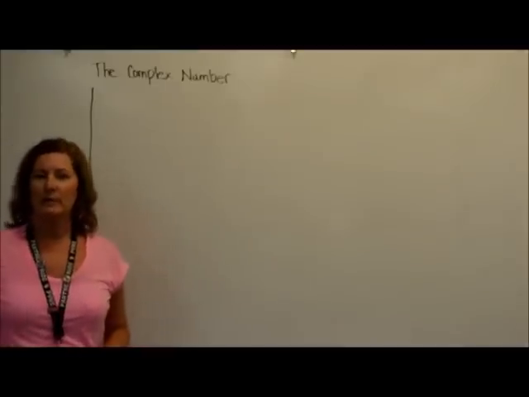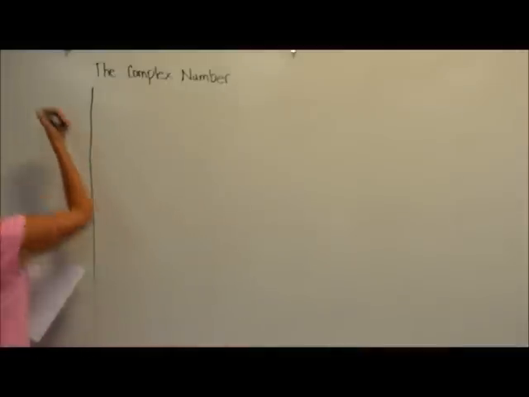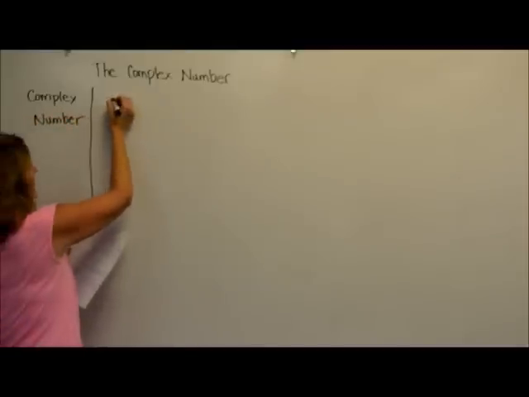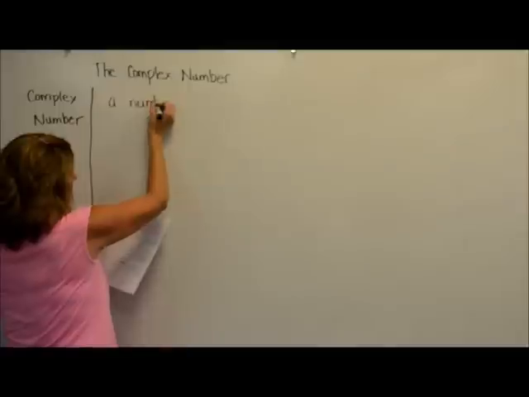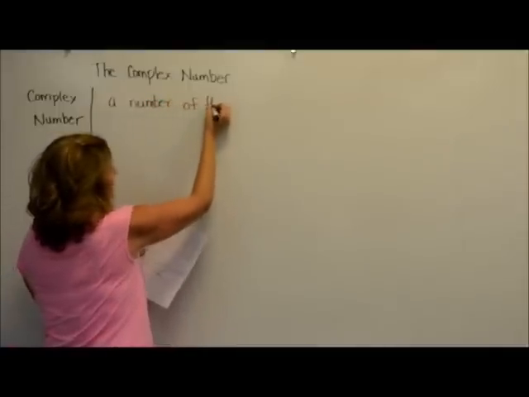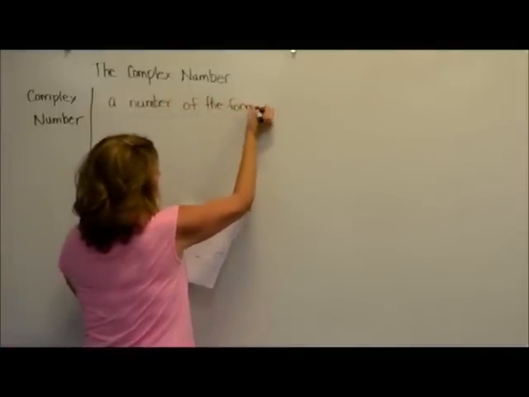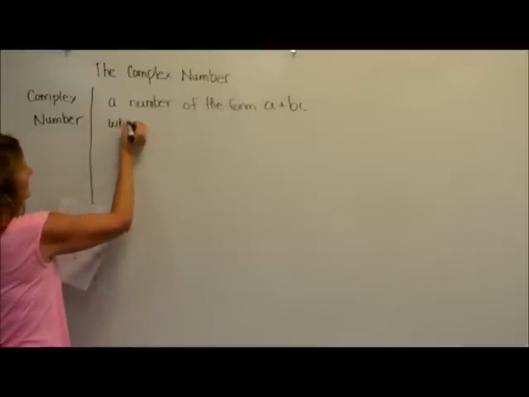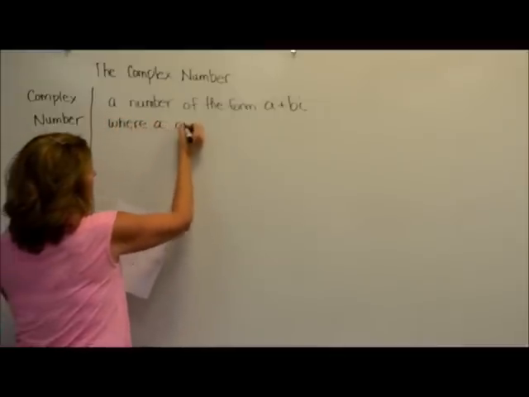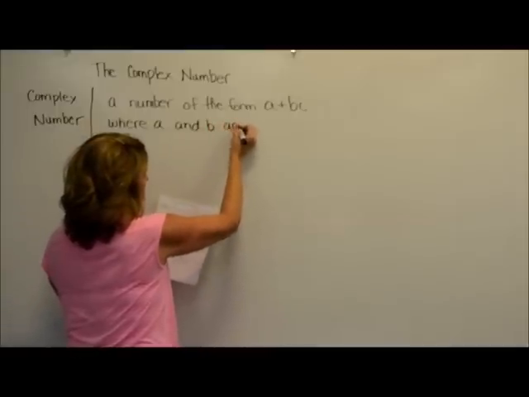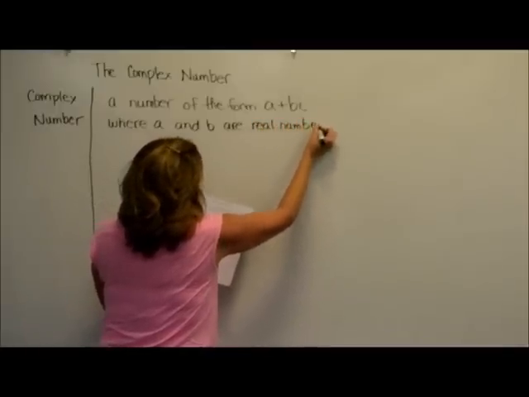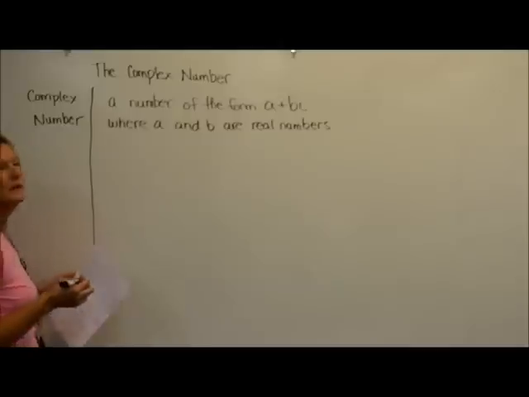Today we're looking at a complex number. A complex number is a number of the form a plus bi, where a and b are real numbers, and it looks like this.